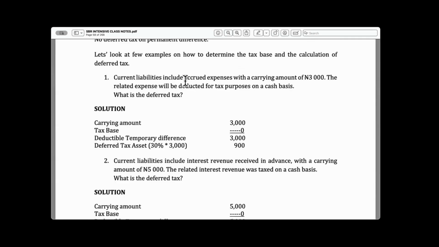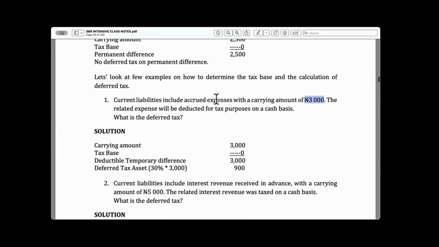Again, there is a current liability that includes an accrued expense with a carrying amount of 3,000. The related expense will be deducted for tax purposes on a cash basis. What's the deferred tax? So again, I put accrued expense in my books, 3,000. The taxman says that I'm not going to tax it until you pay it. So I'm not going to allow it as deduction because it's an expense. The taxman is not considering the tax effect of that expense now. He says, okay, when you actually pay this expense, come and claim the deduction. So there's a temporary difference of 3,000, which is a deductible temporary difference.